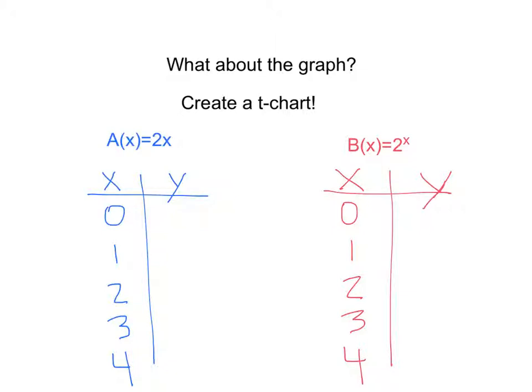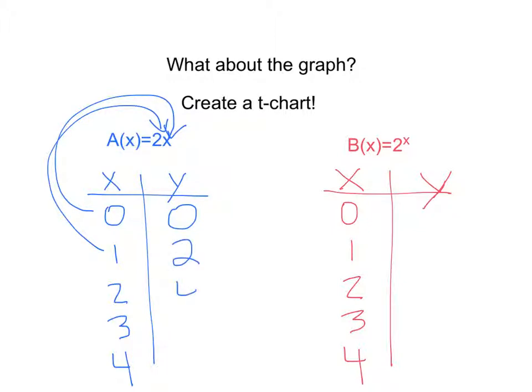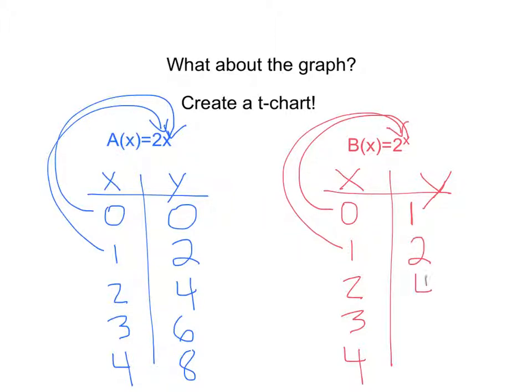If I plug 0 in for x, I get 2 times 0, which is 0. If I plug 1 in for x, I get 2 times 1, which is 2, and we can continue on. Over here, we can do the same thing. If I plug 0 in for x, I get 2 raised to the 0 power, which is 1, thanks to our laws of exponents. Plug in 1, 2 raised to the first is 2, then we get 4, 8, and 16. And these points are what we're going to use to build our actual graph.